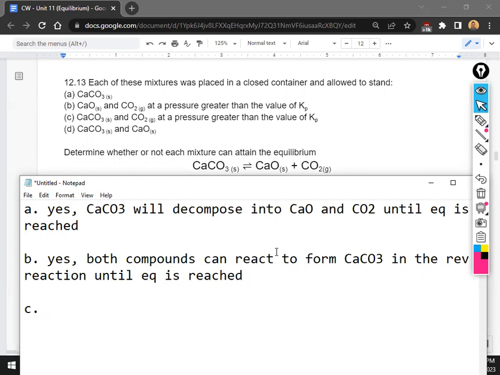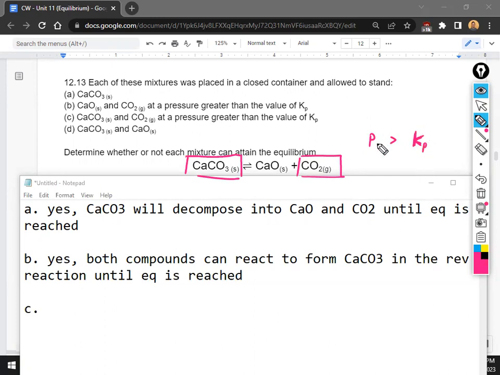We're gonna go to C. Now C is the one that's a little bit tricky, and that's why I wanted to go over this one together. Basically what it's telling you is that you're gonna put your reactant in there, and you're just gonna put one of the products. Now the key thing that we need to keep in mind here is that the pressure is greater than the value of Kp. So the pressure is greater than Kp. So far so good on that one.